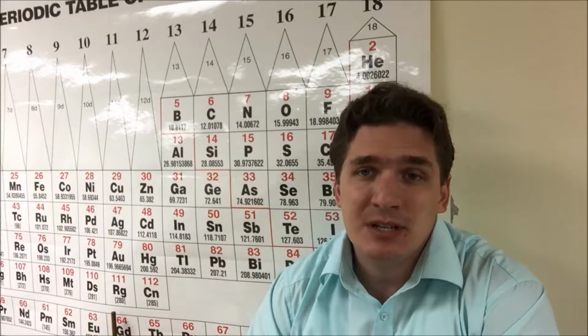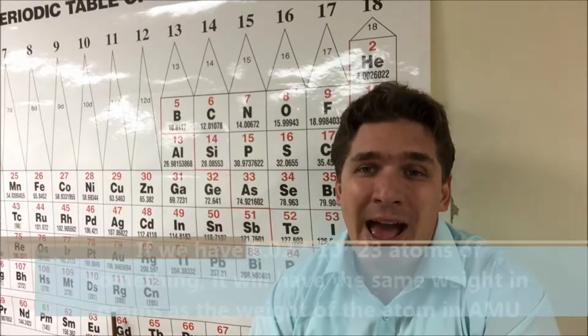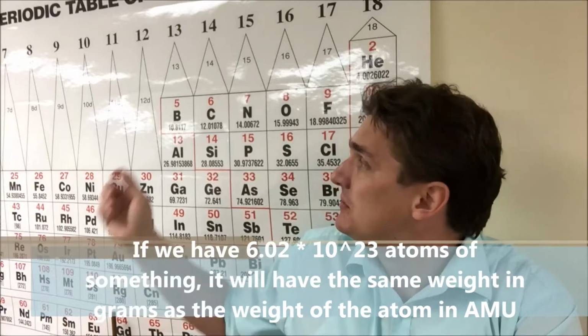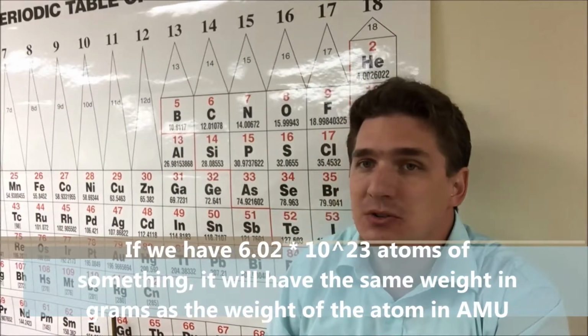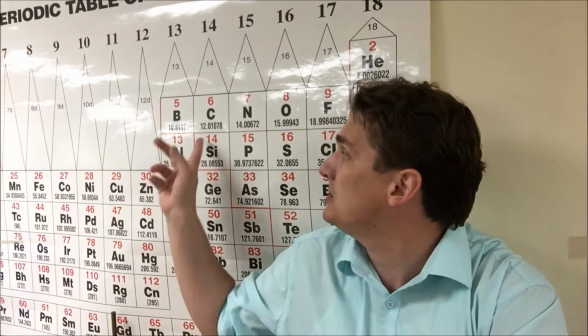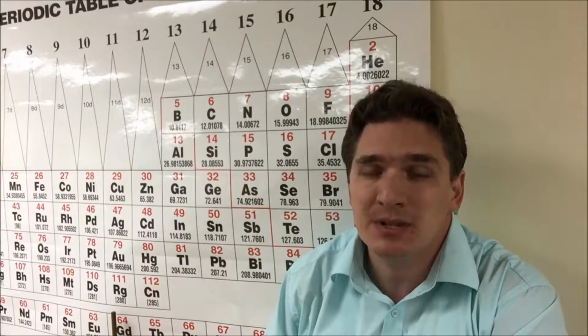Well, we need to translate that into a gram, something we can measure in the lab. And what they found is that if we have 6.02 times 10 to the 23rd atoms of carbon, that number of atoms of carbon will weigh that in grams. So 6.02 times 10 to the 23rd atoms of carbon weighs 12.01078 grams. Well, that's not really a practical number to work with.